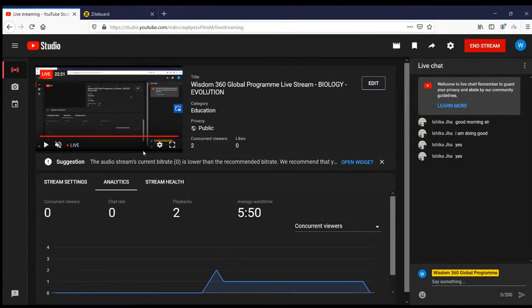Any doubt, Ishika, here regarding the adaptive radiation process? And divergent evolution, why is it a type of divergent evolution?